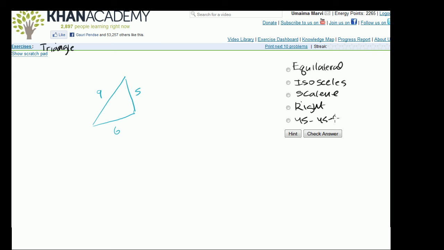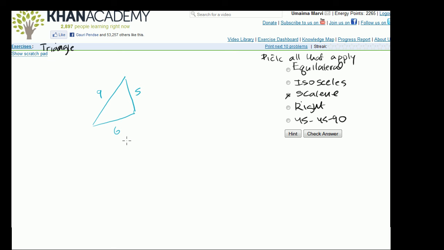And this will be a different type of choice mechanism than what we're used to. What we want the student to do is pick all that apply. So in this example, this would be a scalene triangle, and that's all. It wouldn't apply to any of the other ones.